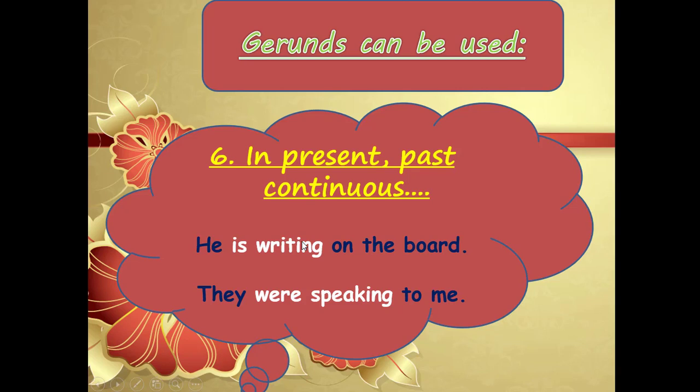But what shall I do if I start by saying writing is very useful? Writing is very useful, writing is a noun. It's a subject. If I say writing is very useful, it's a noun and also it's a subject. But here if I say he is writing, writing is a verb. Okay. They were speaking to me. Speaking, here it's a verb. We add ing to it because it's present continuous and past continuous.